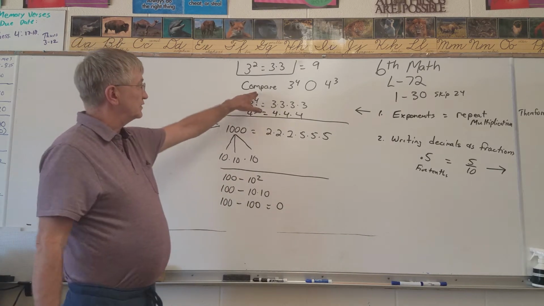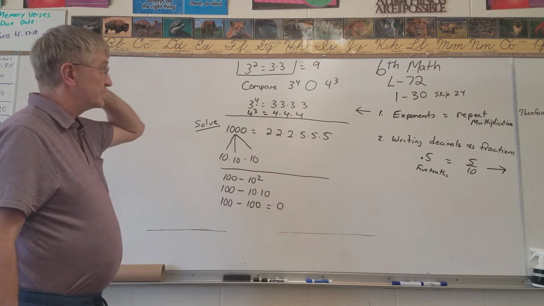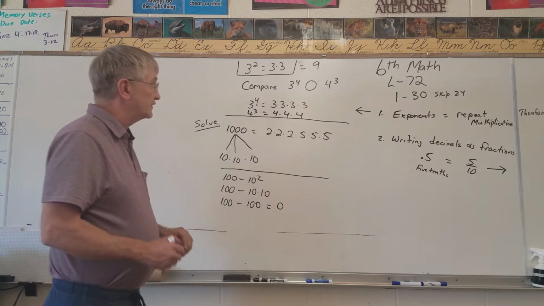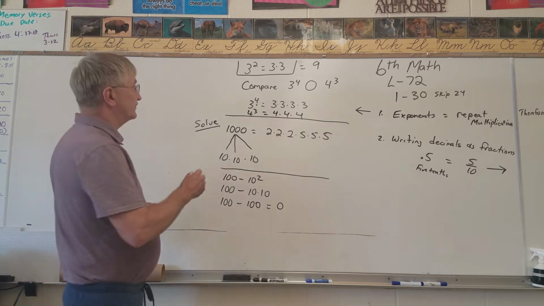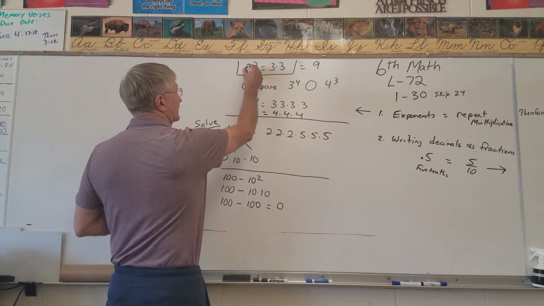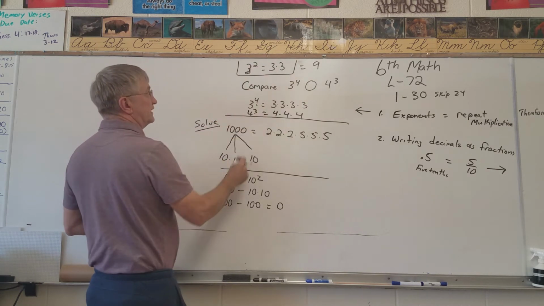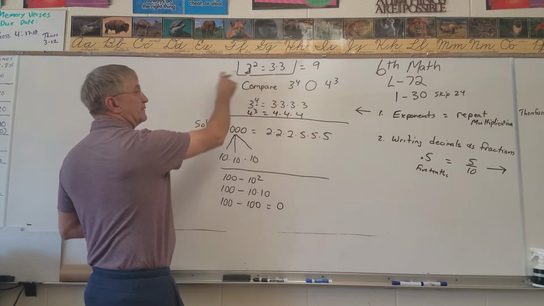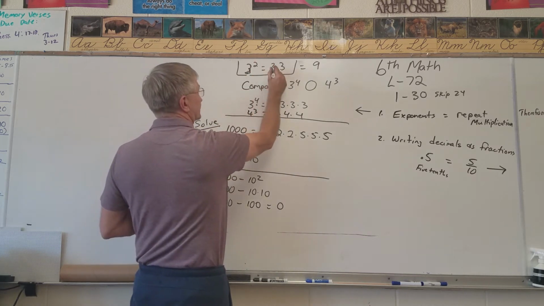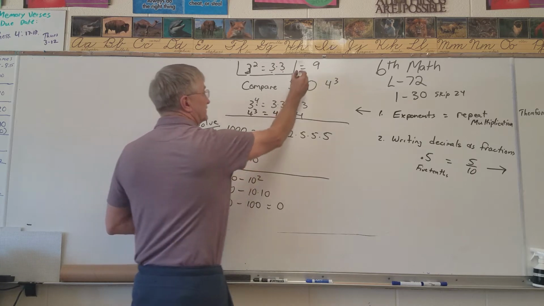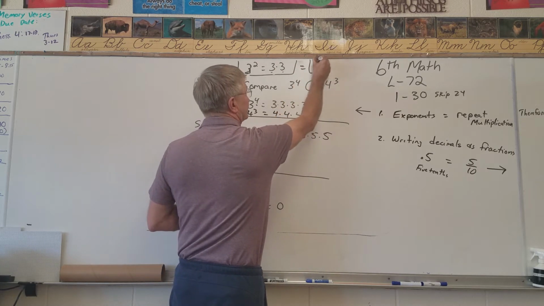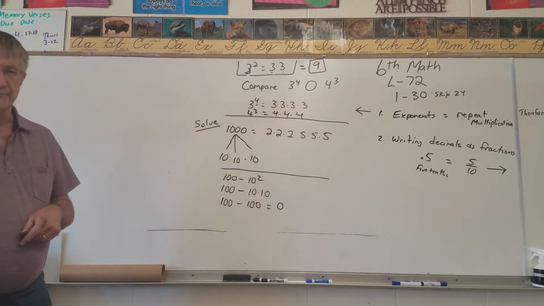For example, where it says compare 3/4 to 4/3, well, let's lay the groundwork first. We know that 3 squared, which we've learned earlier, basically means how many 3's do I have. So 3 squared means I have 2 3's, which means the answer is 9. Piece of cake. We learned that earlier.